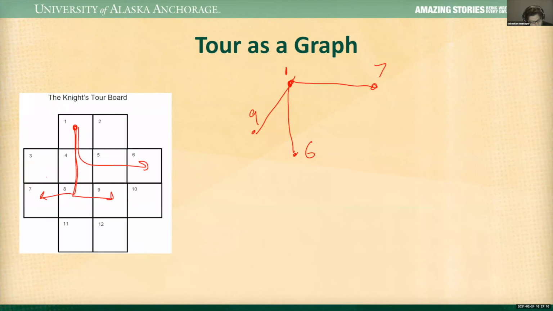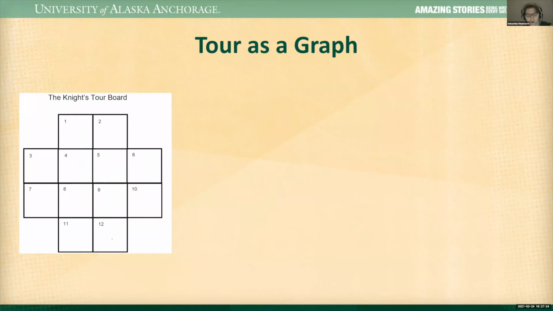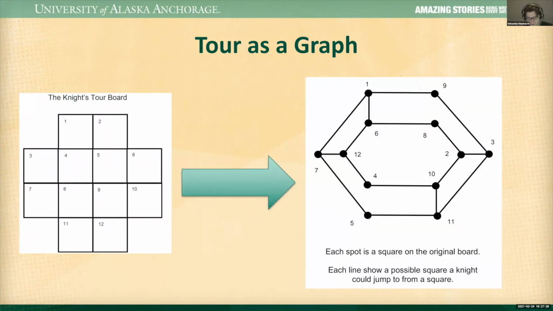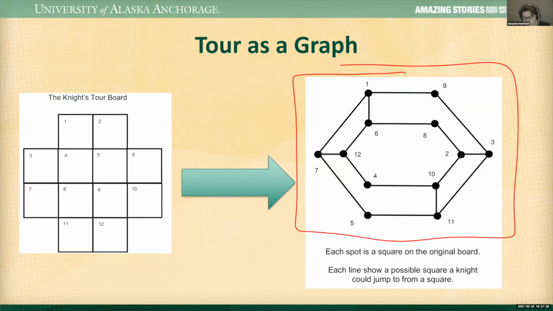And then maybe from 6, you can move your knight to 8. So 6 is connected to the 8, and 6 is also connected to 1, which it already is, and it would also be connected to 12 like this, because you can go from 6 to 12. Okay, so if we go ahead and make that graph, well, it looks like this. Does that look familiar to you? Yeah. That's exactly the city map that we had before.